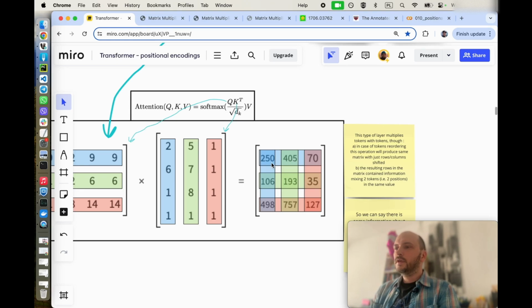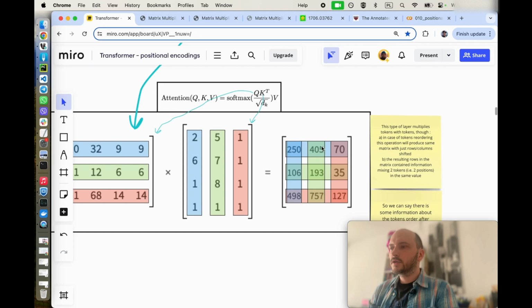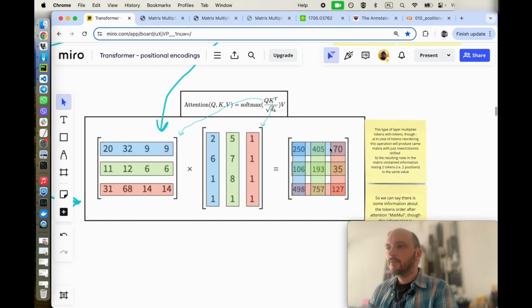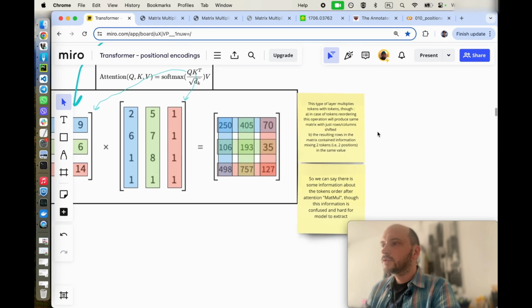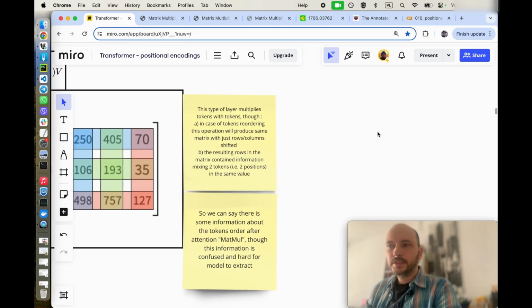So again, if we reorder, some values here will also be reordered, but their magnitude will be the same. And probably there is a way to extract information from reordered numbers in the matrix, but it's still hard for the model to use it. So likely not what we want. So I would say that there is some positional information because values are reordered in the matrices, but it's hard for the model to use this information. That's why we need some additional way to inject information about positions.